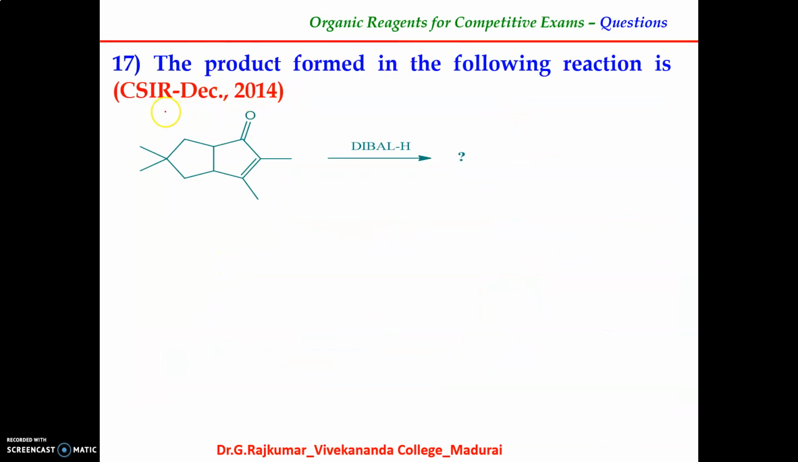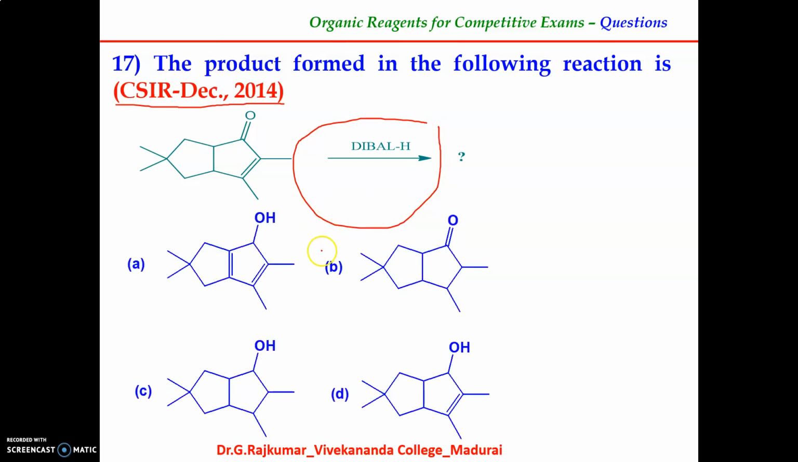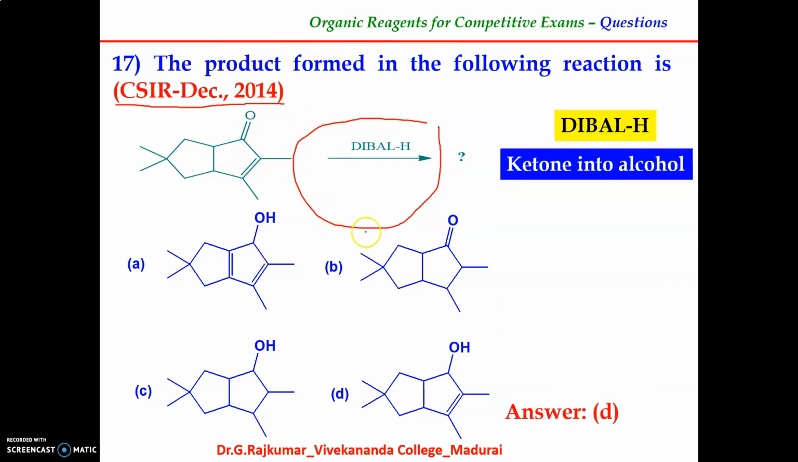And look at this question. This question was asked in CSIR December 2014. What is the product formed in the following reaction sequence? They have given DIBAL, diisobutyl aluminum hydride, and four options. The role of DIBAL, we know, is to reduce the keto group into an alcohol. Ketone into alcohol is the product. So the correct answer is option D.